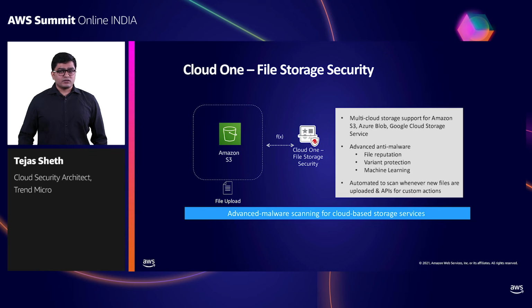But what about the storage? We use AWS S3 for storing our business critical data. How do we secure that? How do we scan the objects in AWS S3? Cloud One File Storage Security allows us to scan the objects at rest.